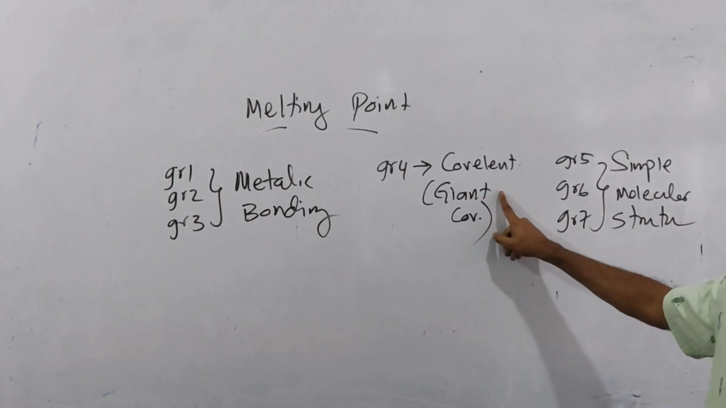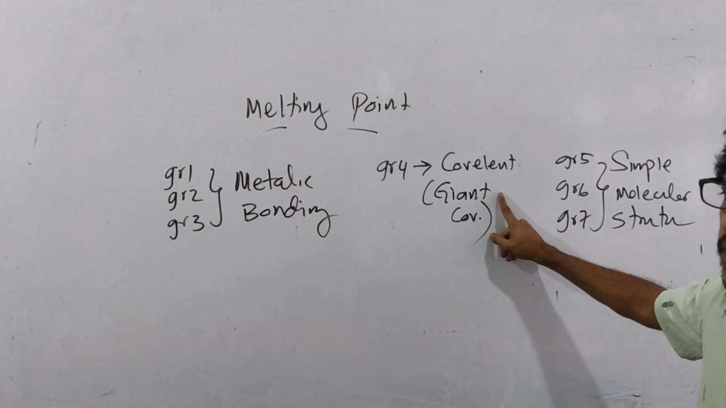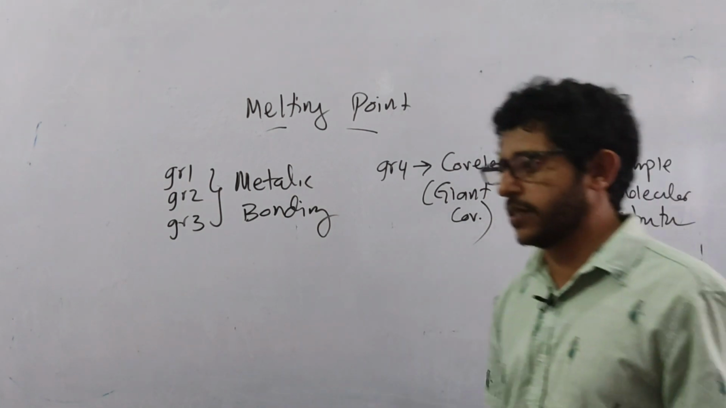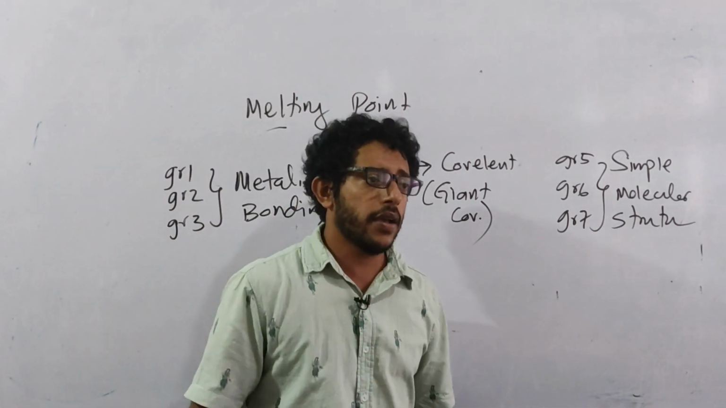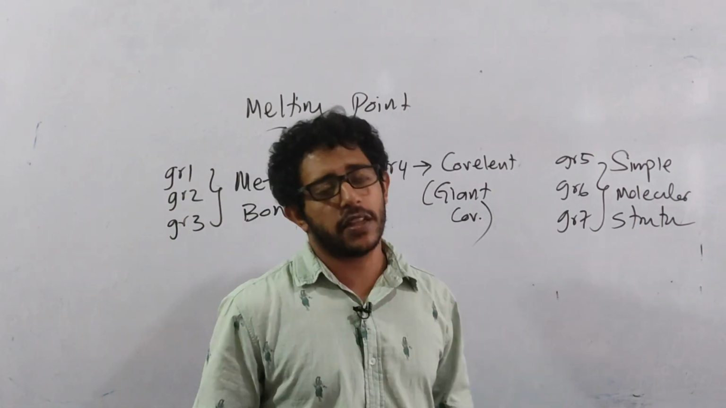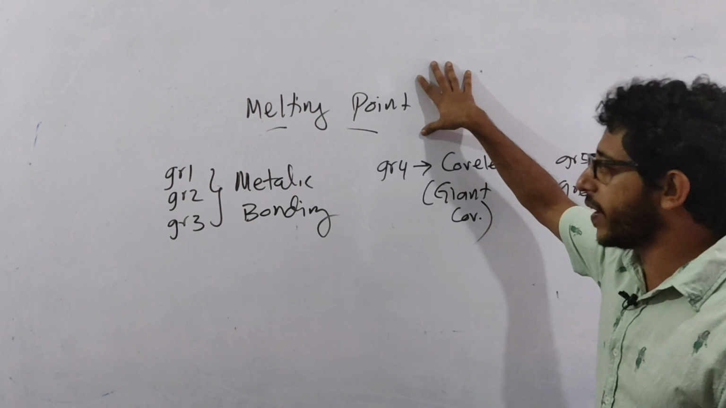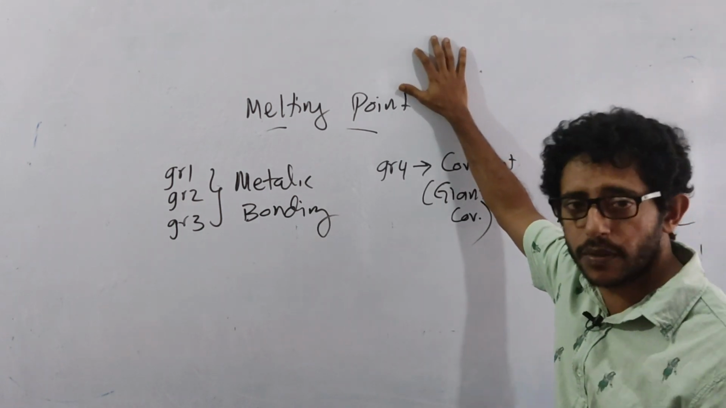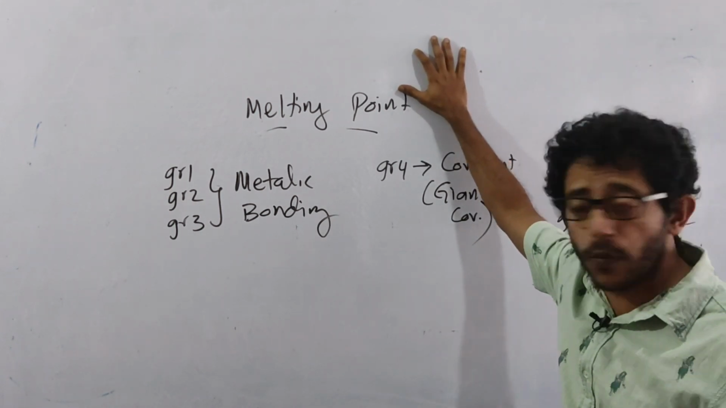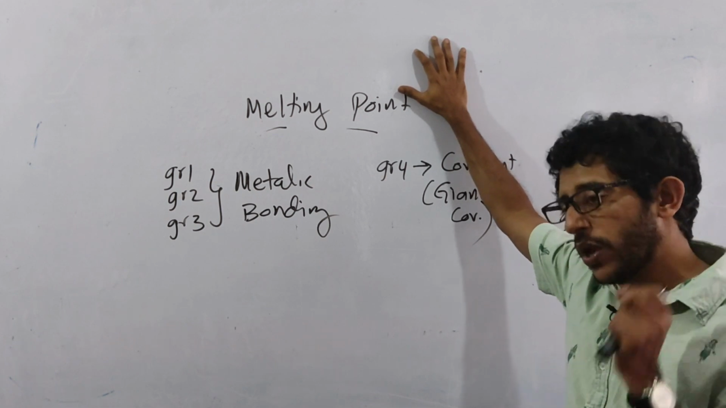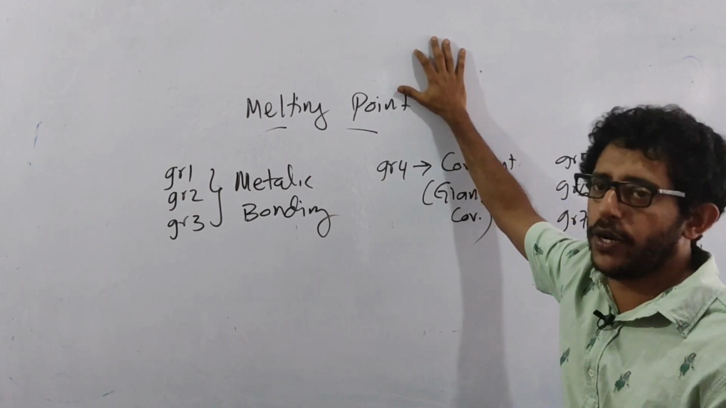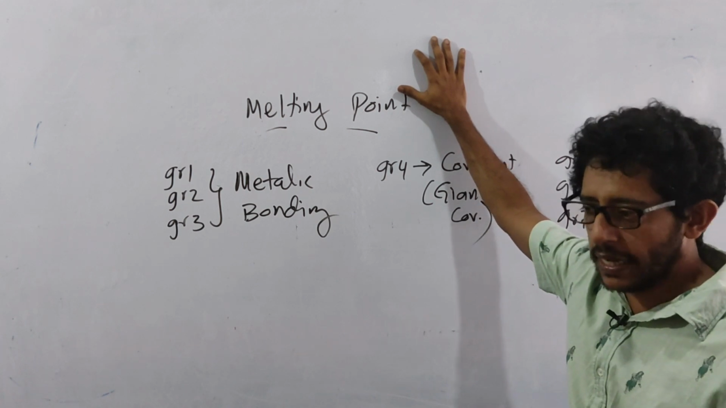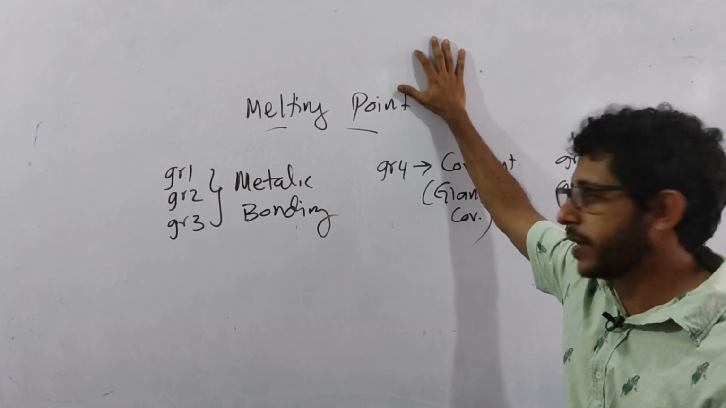Group 4 has giant covalent structures, such as graphite, diamond and silica. They have very high melting points. In fact, the melting points of diamond and graphite are much higher than those of the metallic bonds of groups 1, 2 and 3. So we always say group 4 has the highest melting point. Diamond and silicon all have very high melting points.